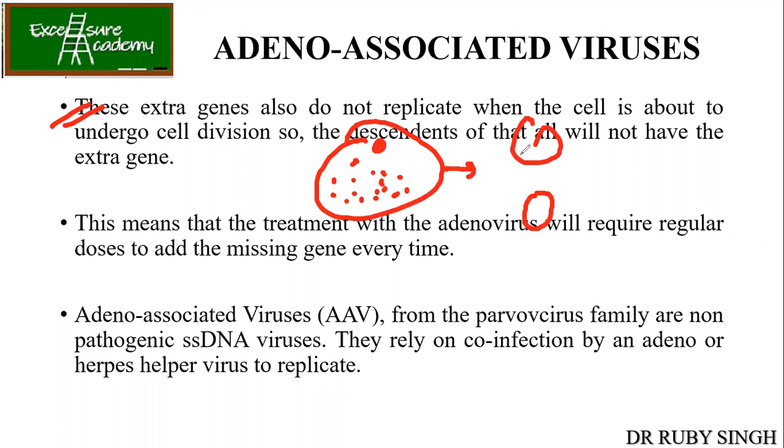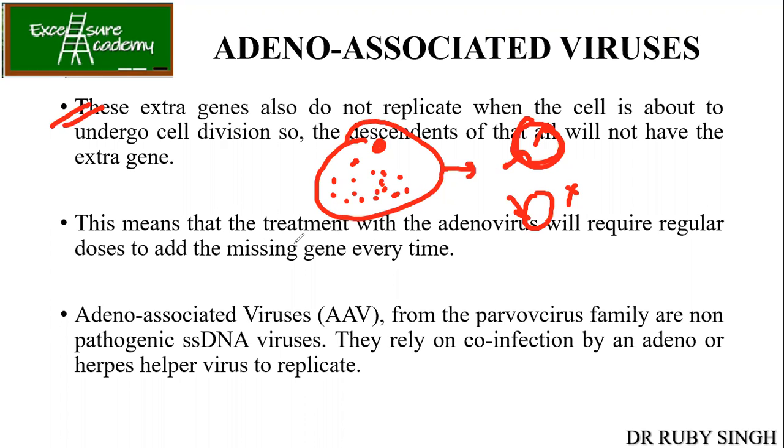So it's not necessary that each daughter cell will have the adeno-associated virus. It's not necessary. There might be a chance that only one cell has it and the other cell does not. Okay. So because of this, whenever adenovirus-based treatment is made, regular doses have to be given. Are you getting the point?